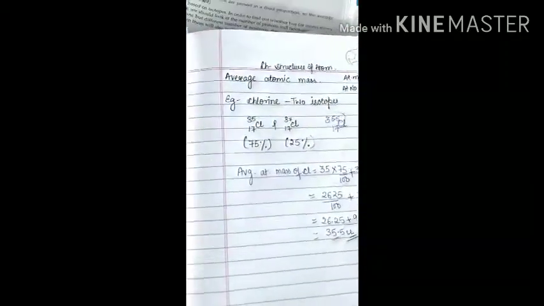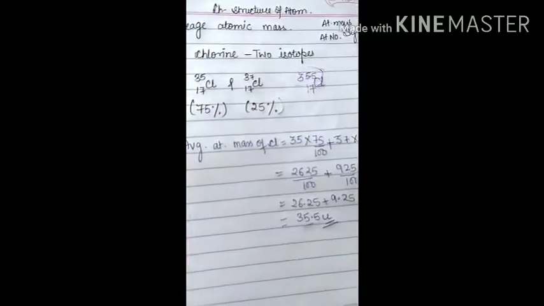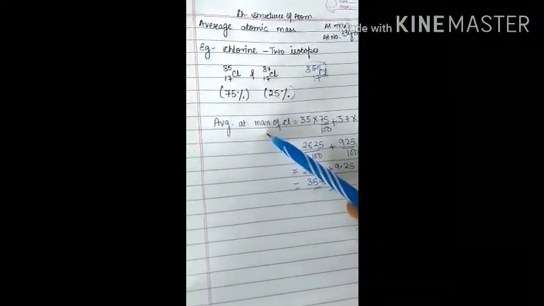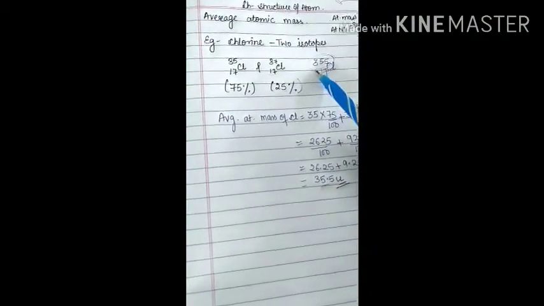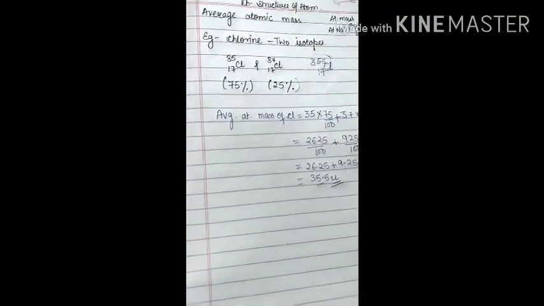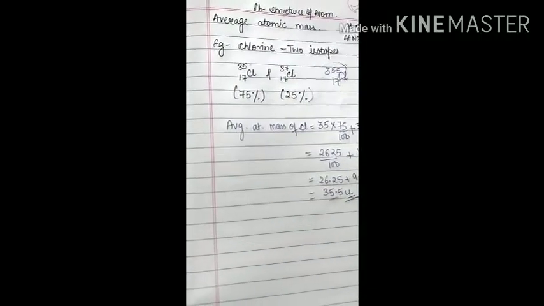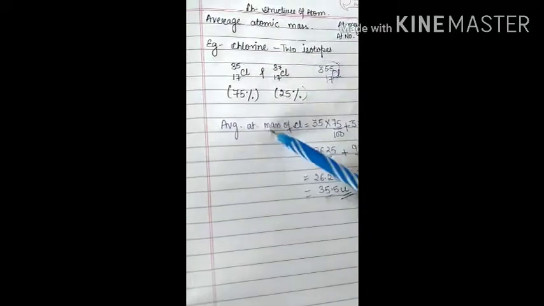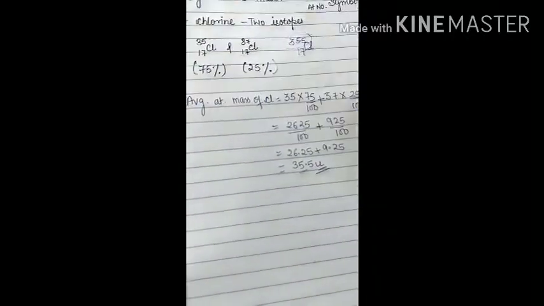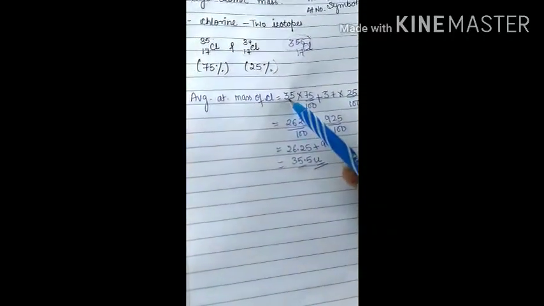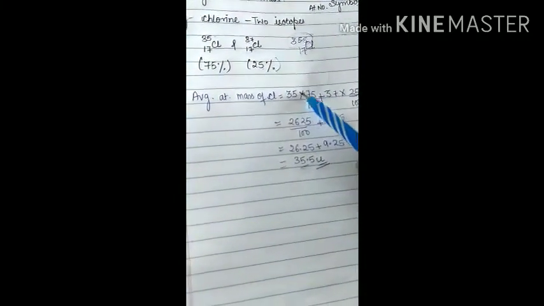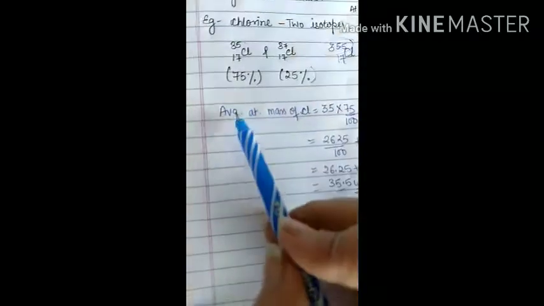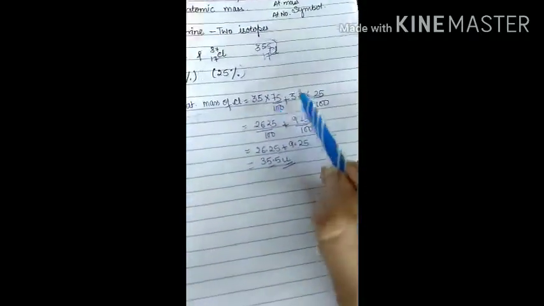So when we talk about isotopes, we need to take out the average atomic mass of that particular element so that we can write it in the periodic table. All those elements which have isotopes have their atomic mass taken out by the average atomic mass formula only. There is no particular formula, just the atomic mass into its percentage, each atomic mass into its percentage.